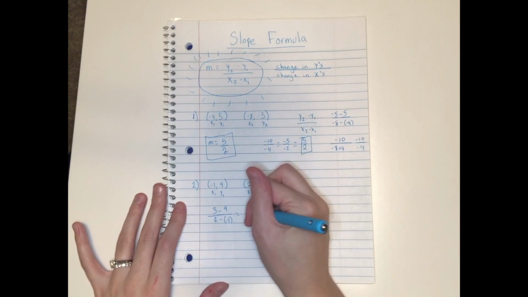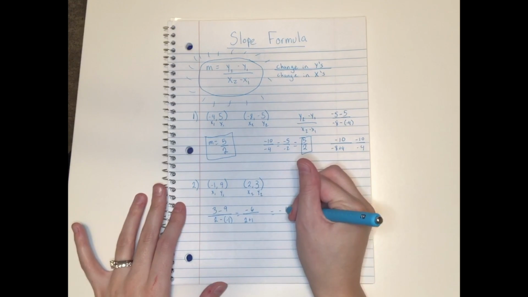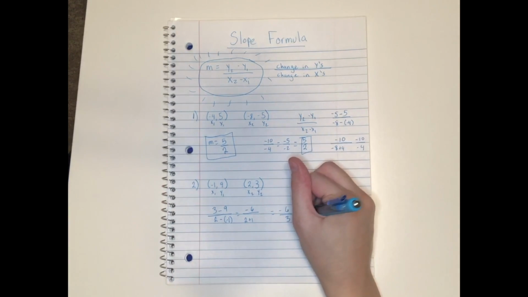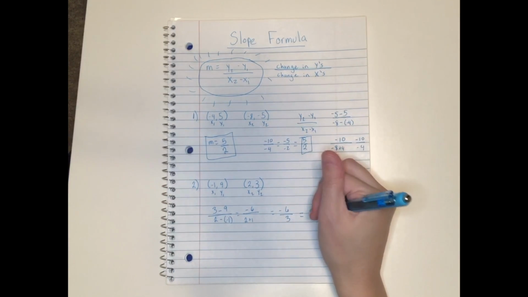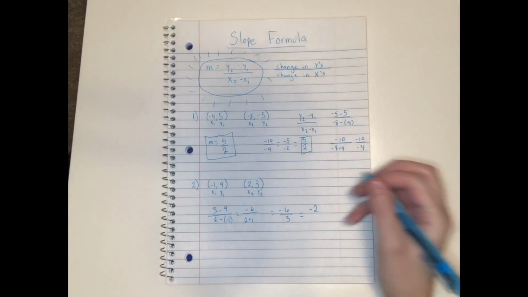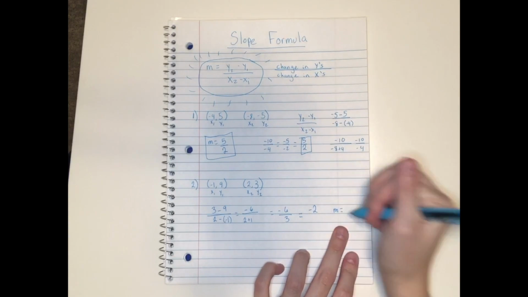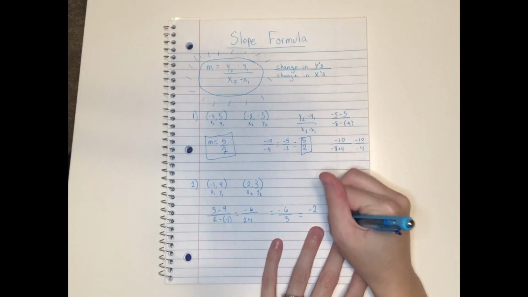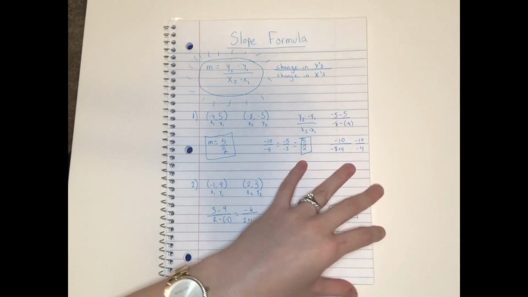3 minus 9 gives you negative 6. This becomes 2 plus 1. Then we have negative 6 over 3. And then, of course, we can reduce that. Negative 6 divided by 3 is going to give you negative 2. So we're going to say m, which, keep in mind, that's what slope is, m equals negative 2.